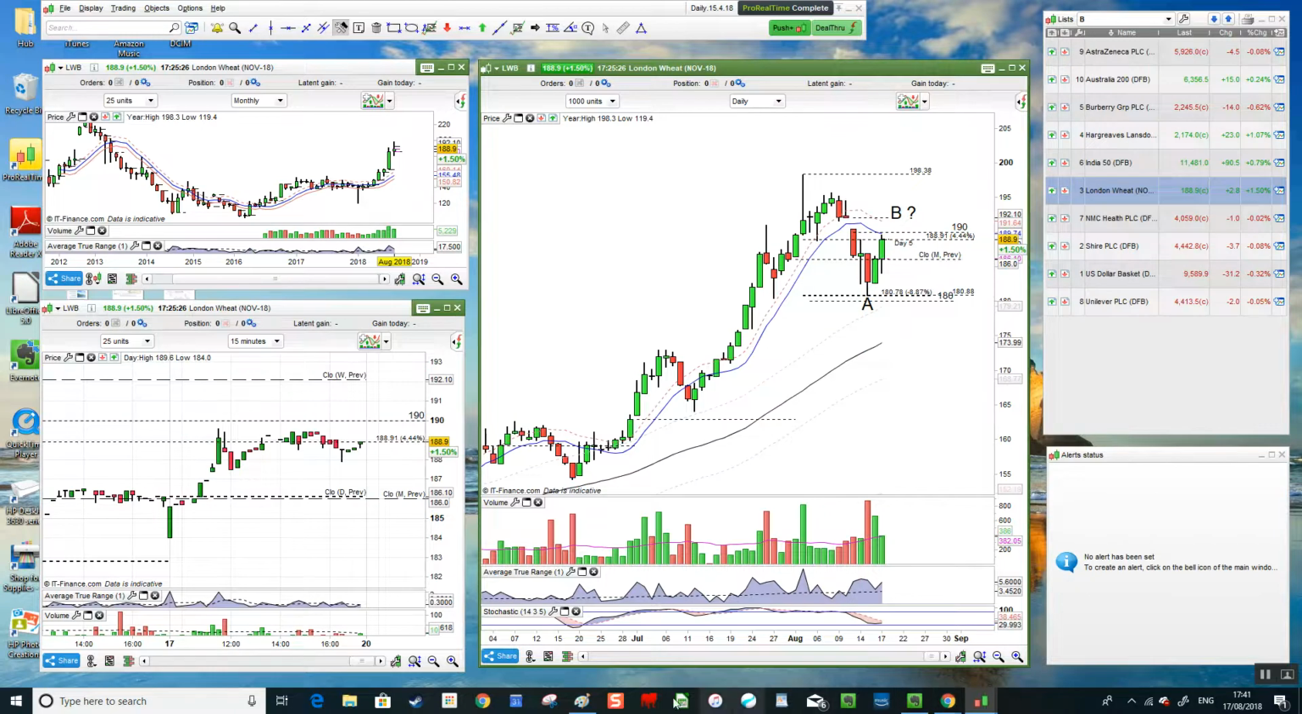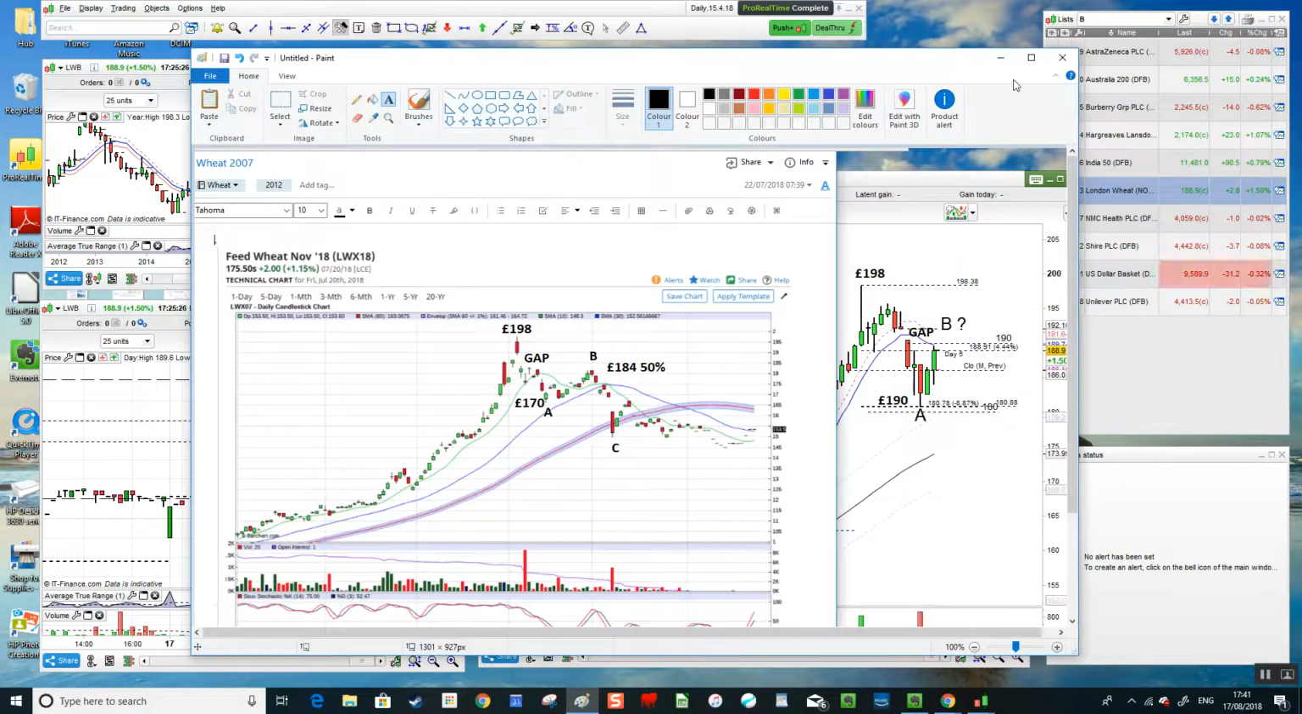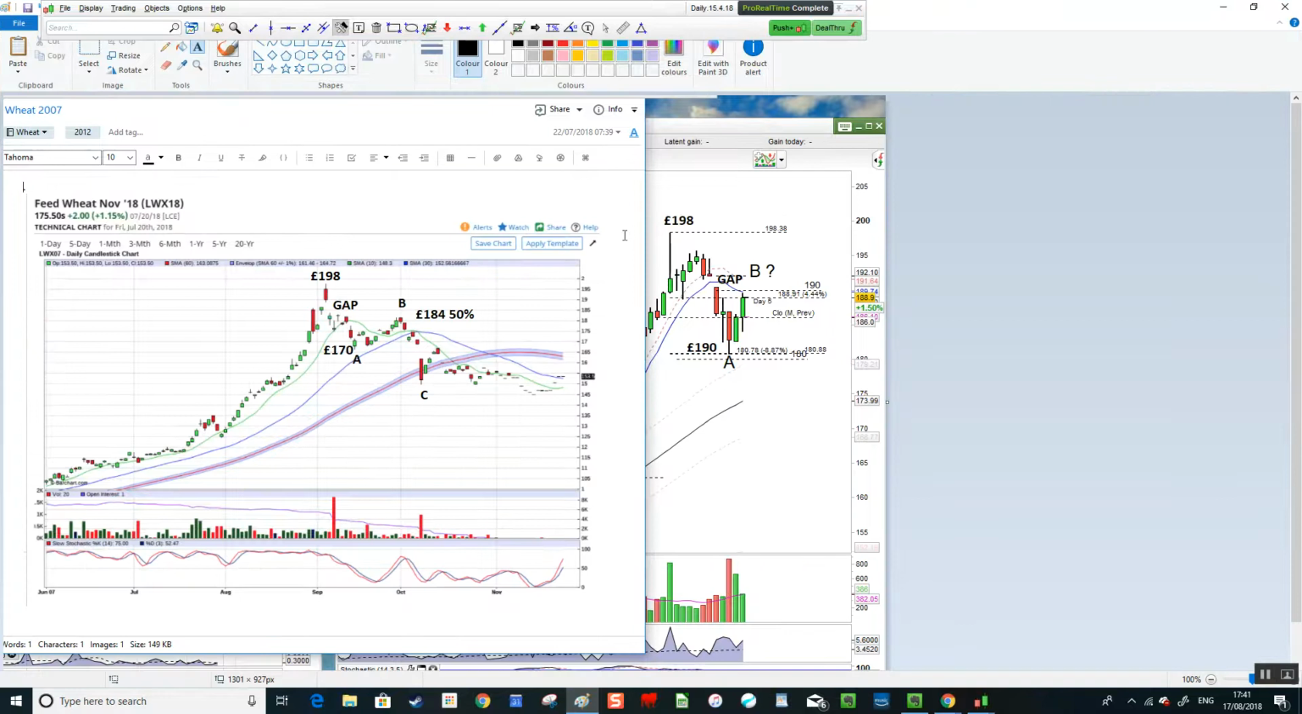Now, if I bring up the past, just bring this up in front of you, see what I've got here. On the left here, I've got a chart of 2007, and on the right here, we've got our chart of the current year, 2018. Now, in 2007, we reached a high of 198. Now, that's spooky. And in 2018, we reached a high of 198. In 2007, we then fell to a low of 170. So that's where the whole numbers come in again.